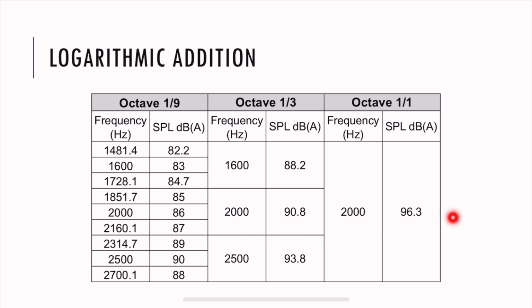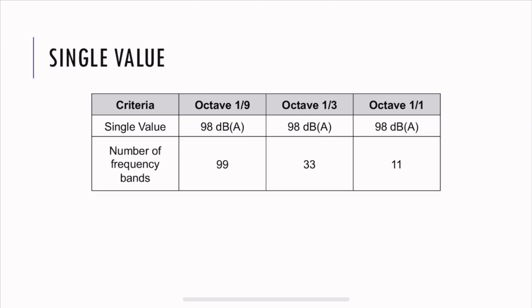So this is the logarithmic addition, and we can see the single values. The single values are always the same because octave 1 by 1 has only 11 bands. One third has 33 and this has 99 approximately, and each of those 99 bands has lower energy compared to the octave 1 by 1 bands. That makes sense. When you add many frequency bands of lower energy, you end up getting a single value which is exactly the same as adding fewer frequency bands of higher and higher energy values. So the end result is the same.